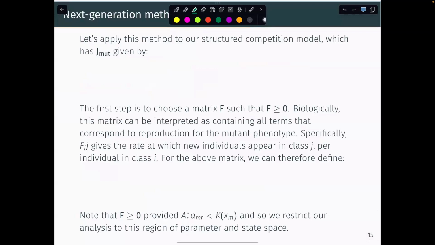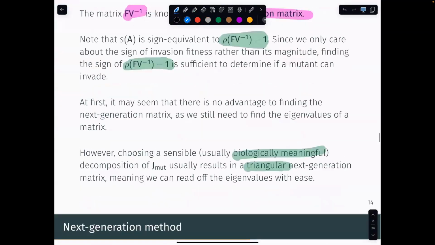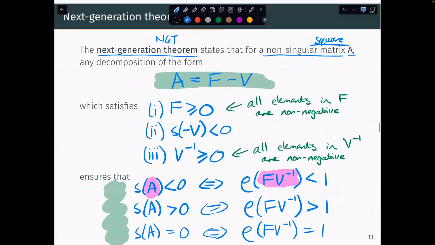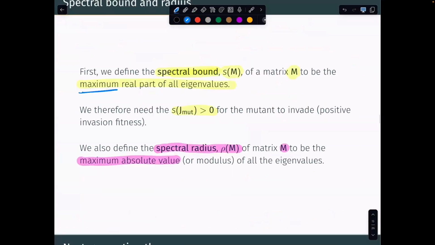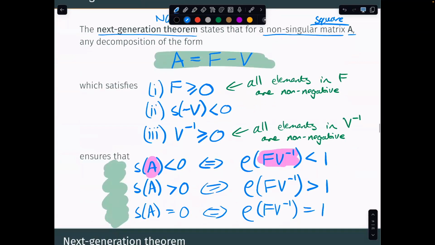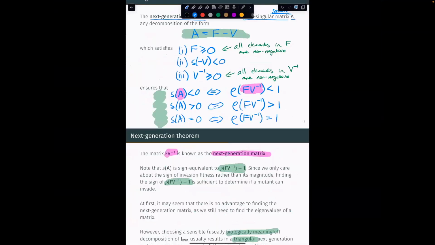Okay, I'll start up again. So just a very quick recap. We've talked about this next generation theorem, which is about decomposing a matrix. This is done in a very general sense here, but what we're actually going to be doing is decomposing this mutant Jacobian. We're doing this because we want to translate from one typically harder eigenvalue problem to an easier eigenvalue problem. That's essentially all we're trying to do here.